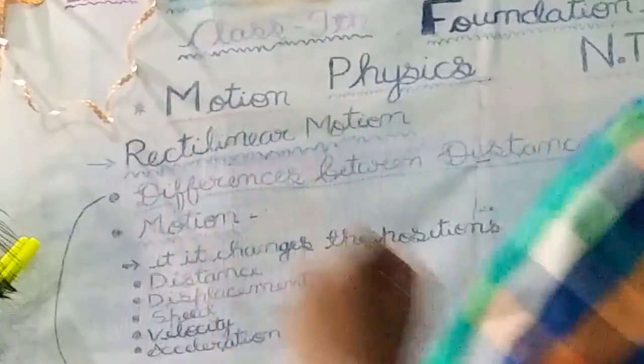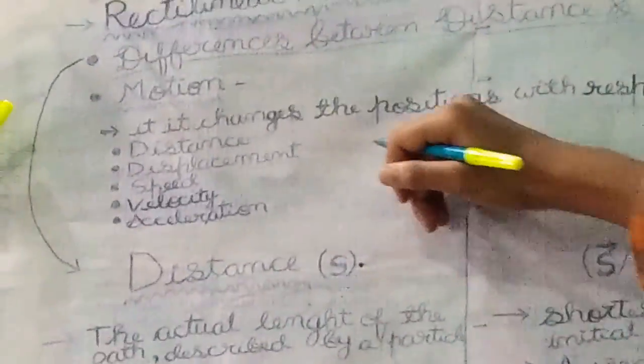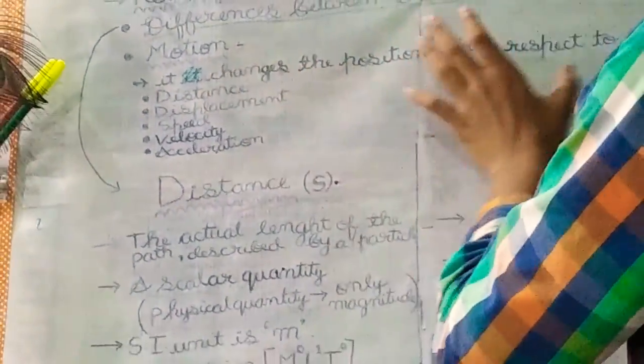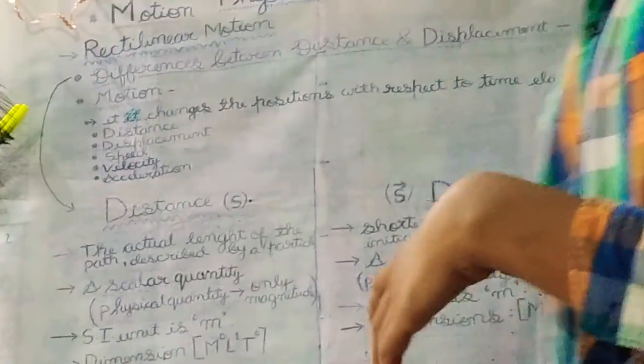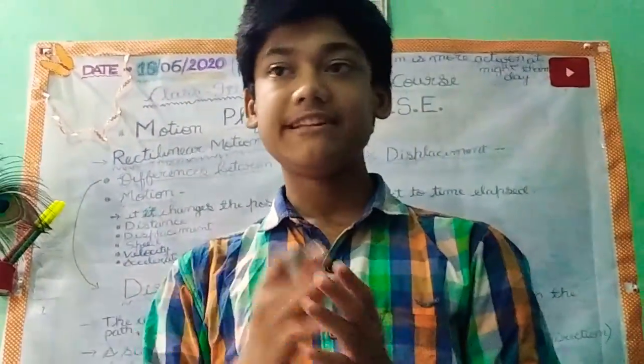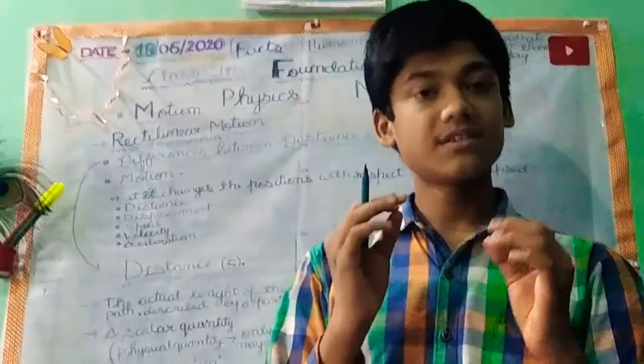Firstly we talk about the motion. It is the change in position with respect to time elapsed. Motion is the change in position with respect to time elapsed, meaning an object changes its position with the elapse of some time.